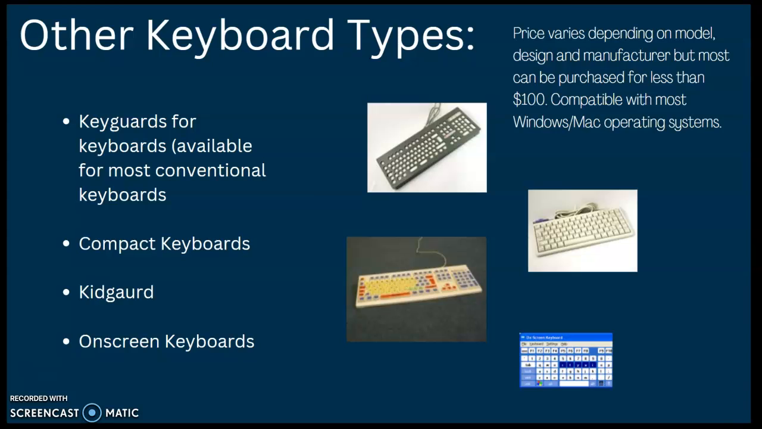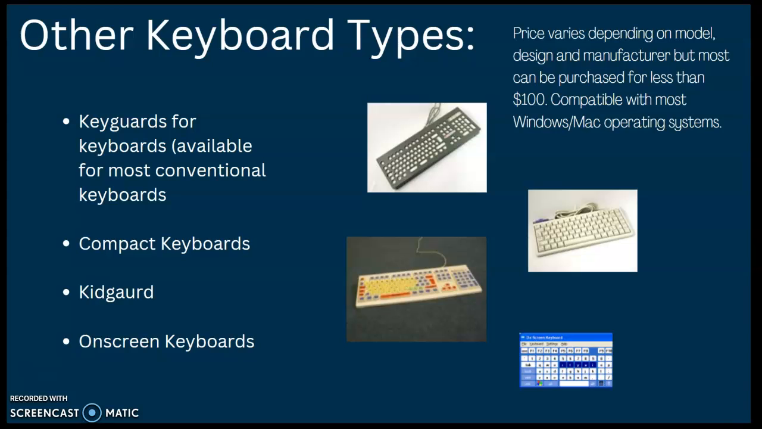There's also something called a Kid Guard keyboard, which is similar to the big key keyboards in that they are color-coded. It's like an overlay that color-codes the keyboard for ease of learning where the key locations are. There are also on-screen keyboards that can be used for typing. This type of keyboard would be useful on a tablet or an iPad device rather than writing digitally.